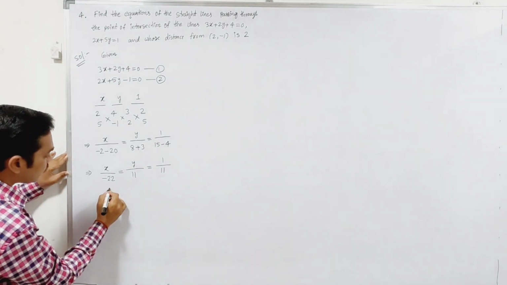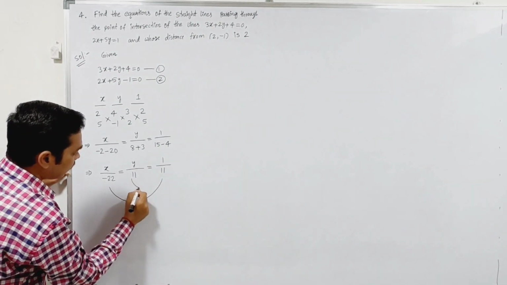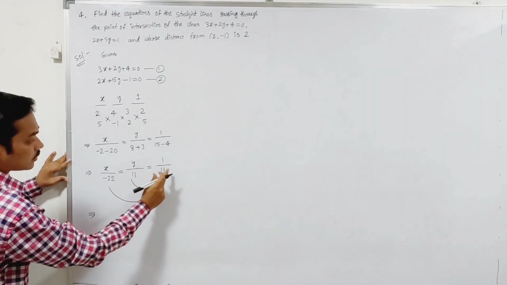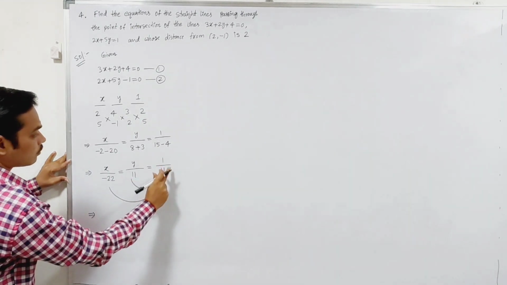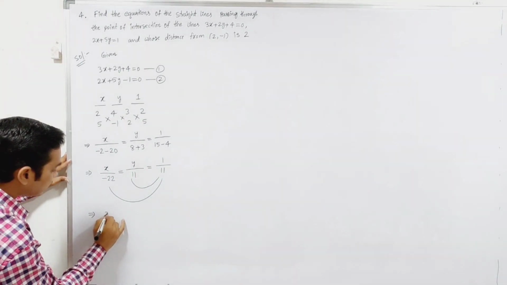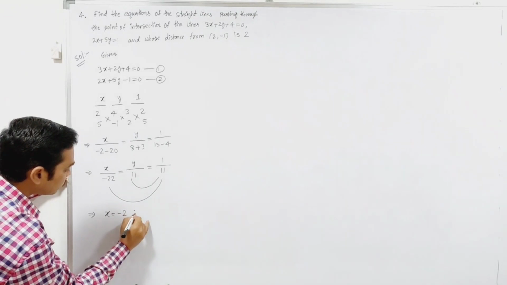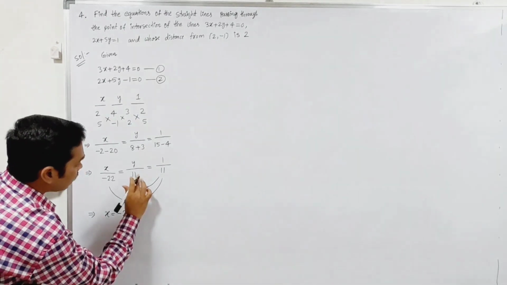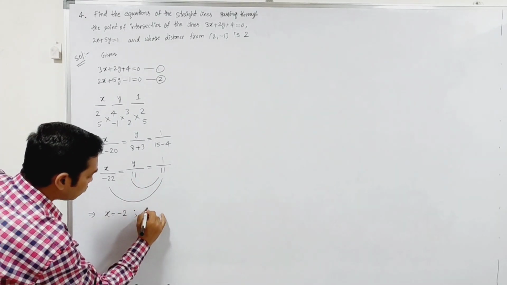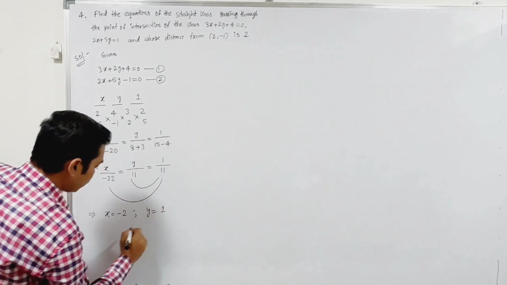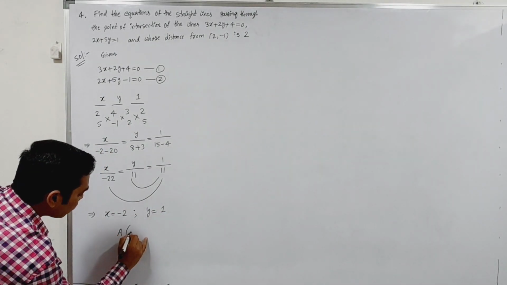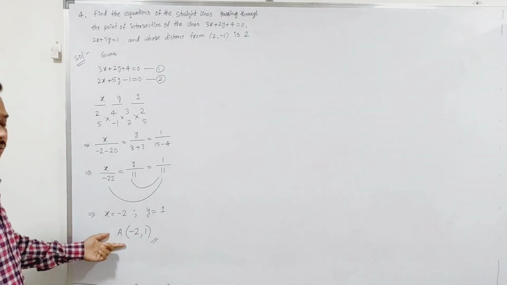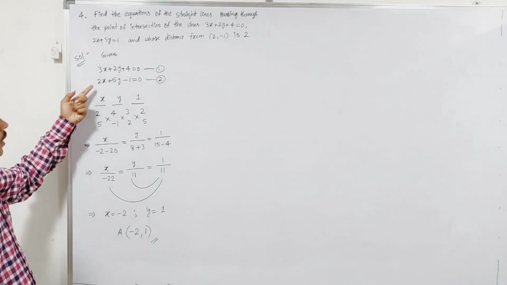Now equating the first term and third term, and second term and third term. Equating the first term and third term, x by minus 22 equal to 1 by 11. So from this x is equal to minus 2. Equating the second term and third term, y by 11 equal to 1 by 11. 11 cancels, so y is equal to 1. So let A be the point of intersection of equation 1 and 2.